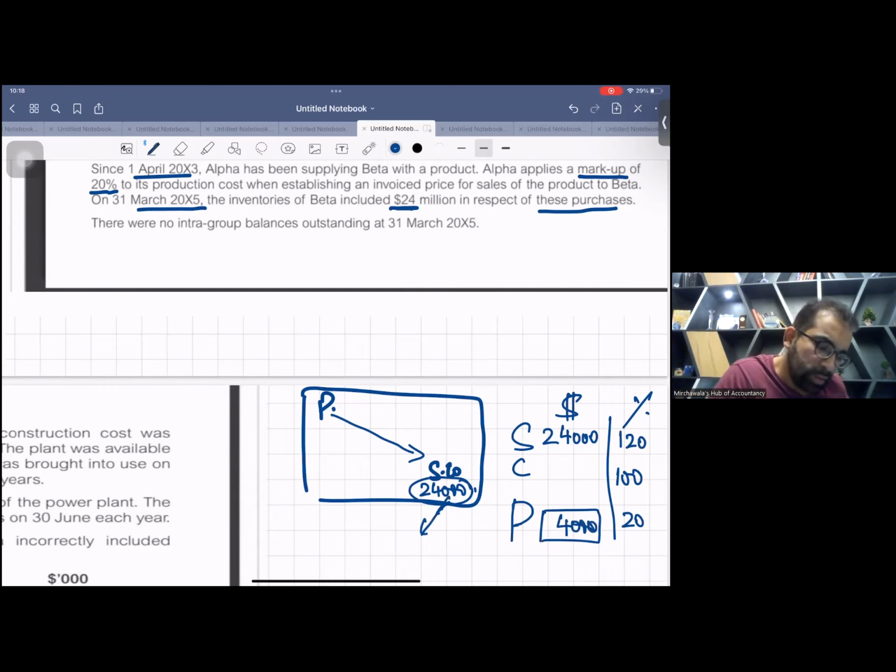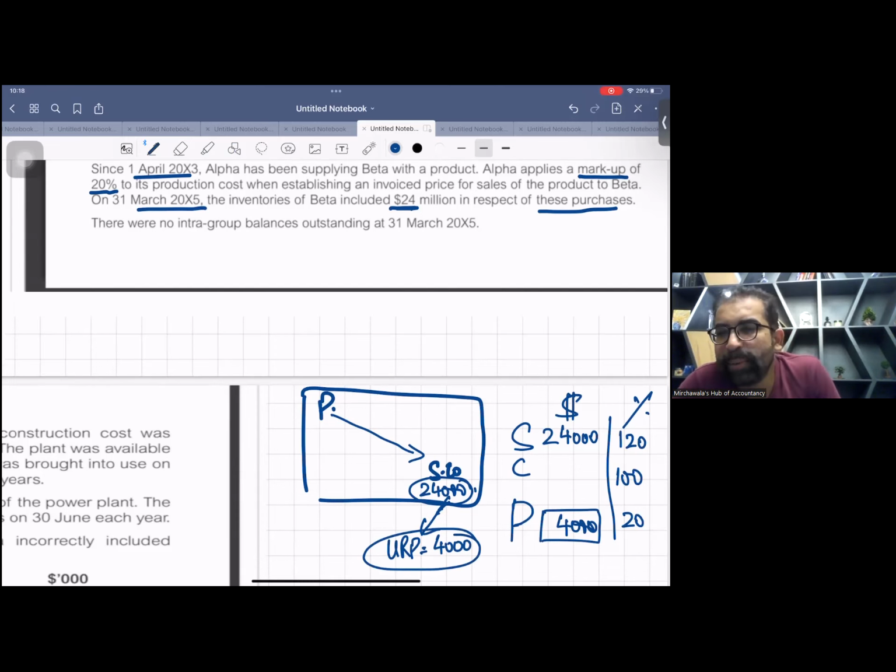So that means there is a profit of 4,000 included in this, and yes, this profit is unrealized profit. Okay. So in a short time, you calculated URP.